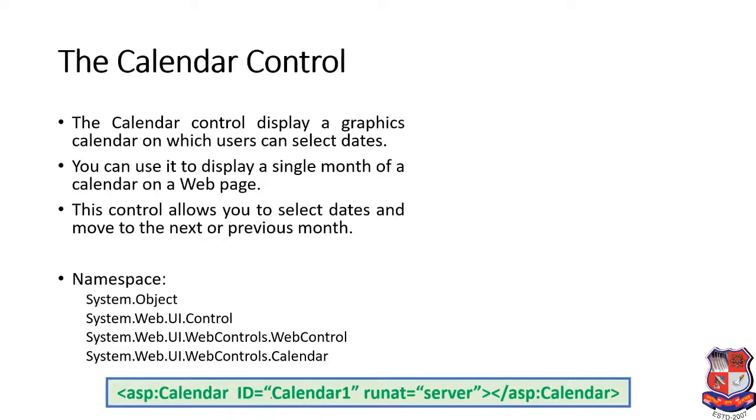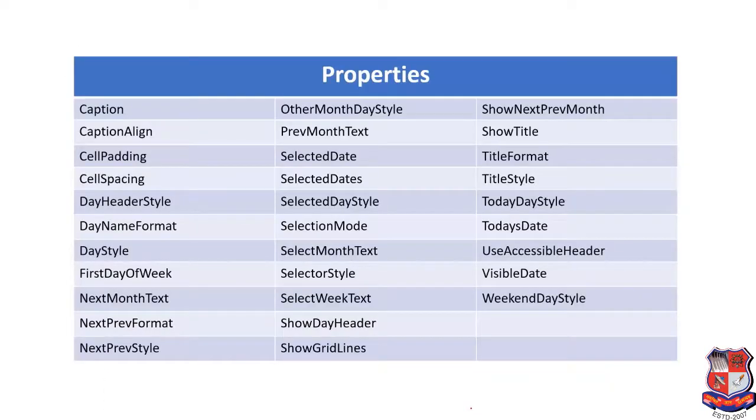The namespace hierarchy for the calendar control is like this: System.Object, System.Web.UI.Control, System.Web.UI.WebControls.WebControl, and System.Web.UI.WebControls.Calendar. Okay, over here we can see the ASP tag for the calendar control, that is asp:Calendar. Then we have to mention the ID, for example ID equals Calendar1 and runat server. Now we'll discuss a few properties of the calendar control.